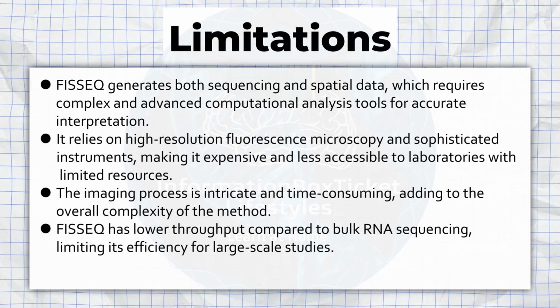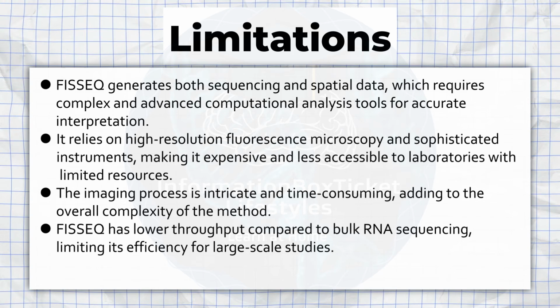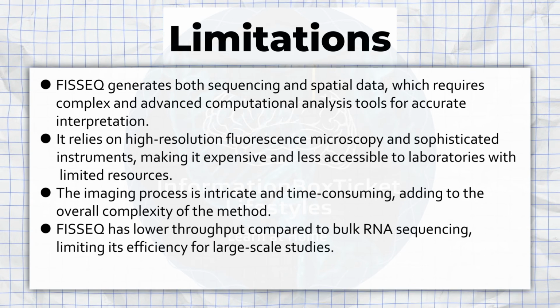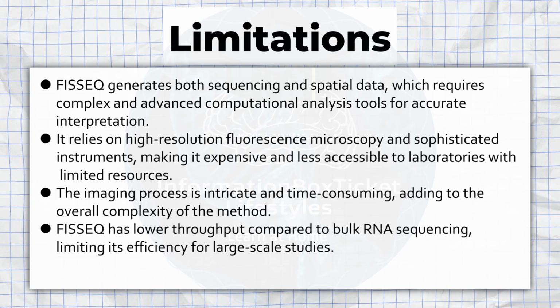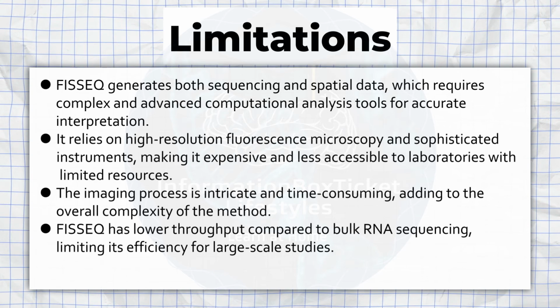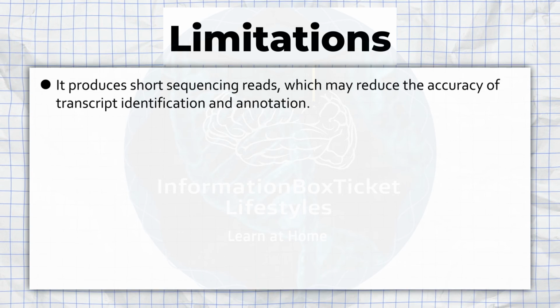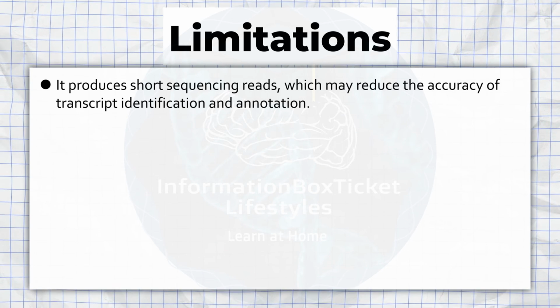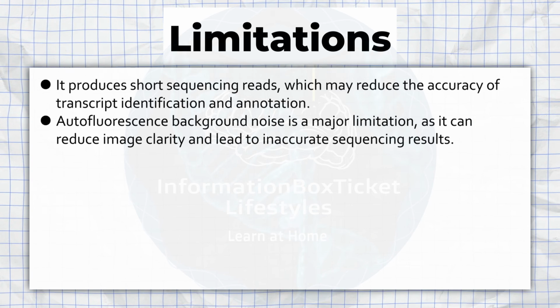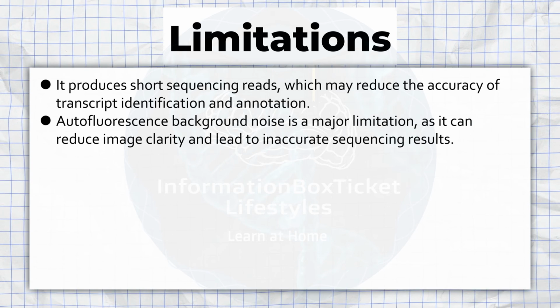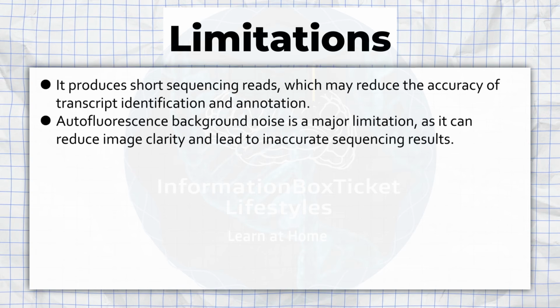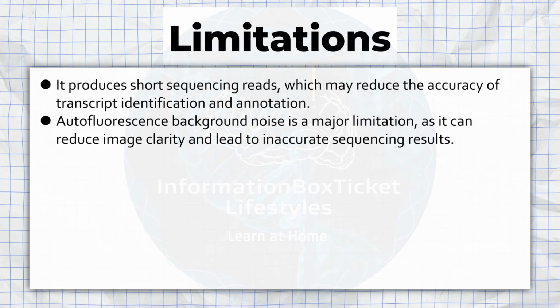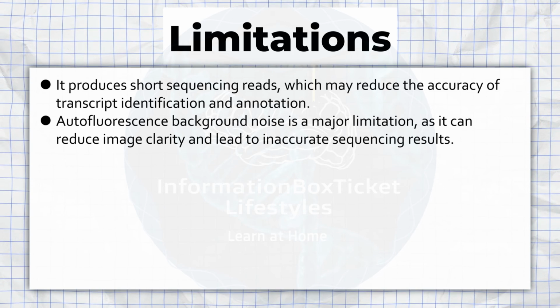Fluorescent in situ sequencing has lower throughput compared to bulk RNA sequencing, limiting its efficiency for large-scale studies. It produces short sequencing reads, which may reduce the accuracy of transcript identification and annotation. Autofluorescence background noise is a major limitation, as it can reduce image clarity and lead to inaccurate sequencing results.